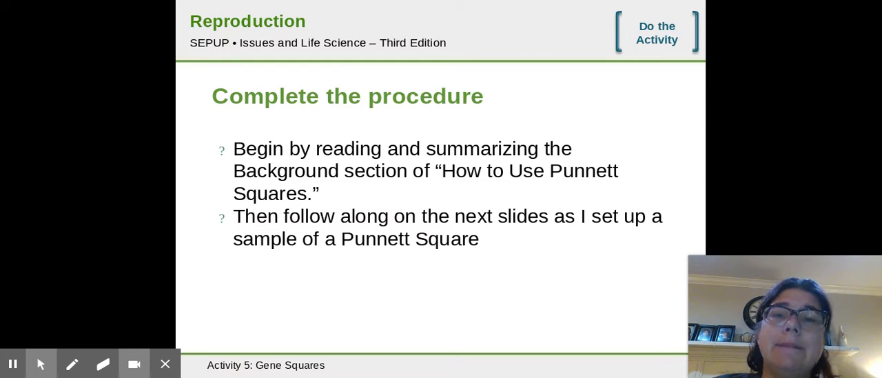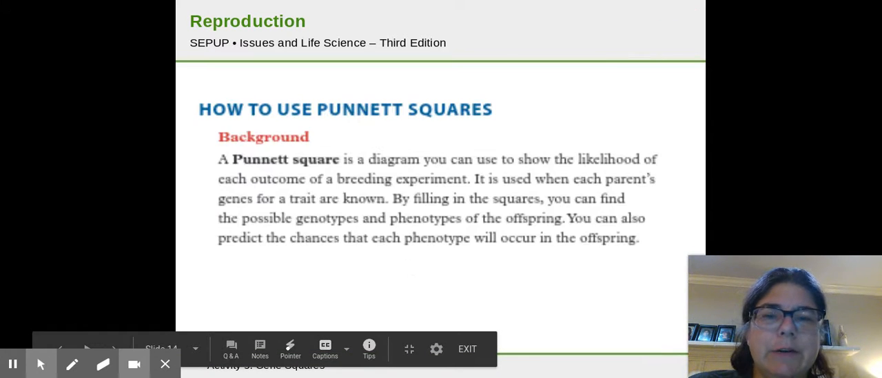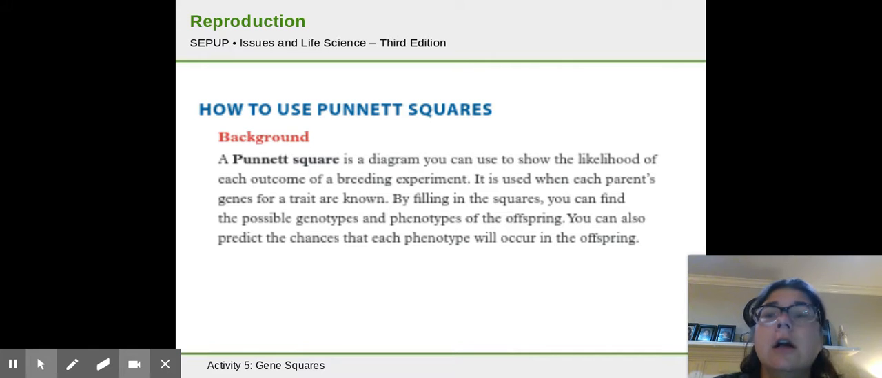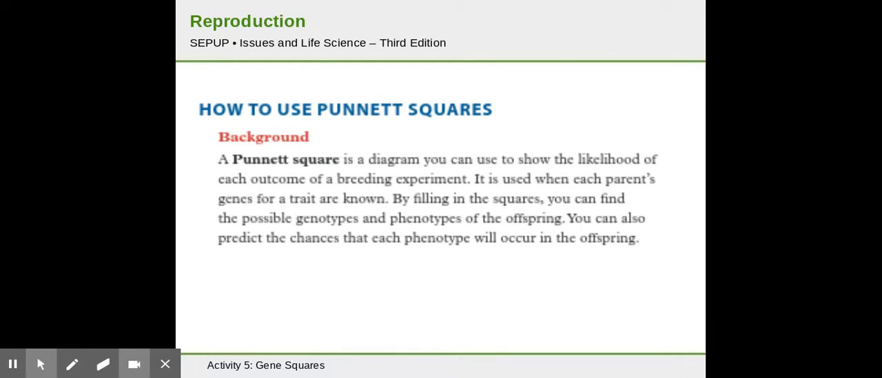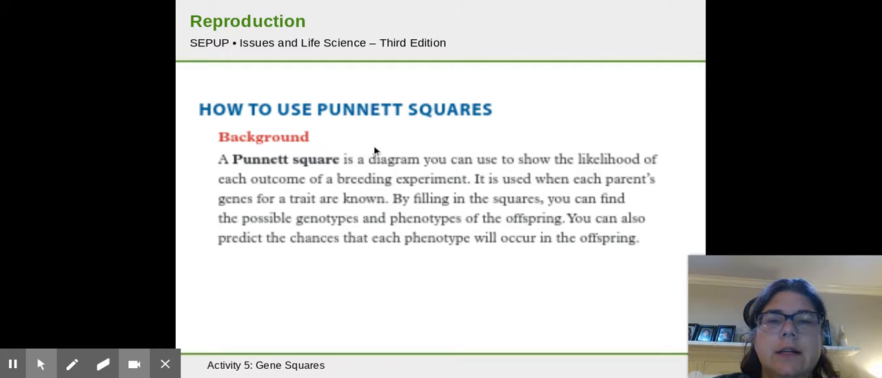So we're going to begin by reading and summarizing the background section of how to use Punnett squares. Again, I'm going to model by reading the sections out loud, but I'm also going to be adding in some slides. I think it's really important for us to practice and get in the habit of reading our textbook and trying to make sense, the sense-making process on our own, but I'm here to help you as we go through. So we're going to read through and follow along on the slides as I set up a sample of a Punnett square. It's a little bit blurry here, but you can always go in, and activity 5 will have the textbook link, will have this reading as well.